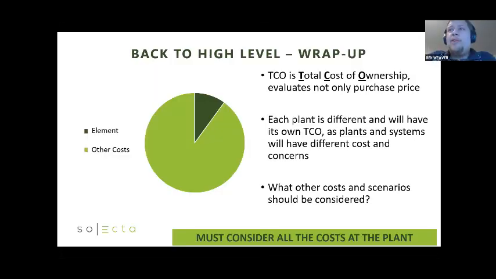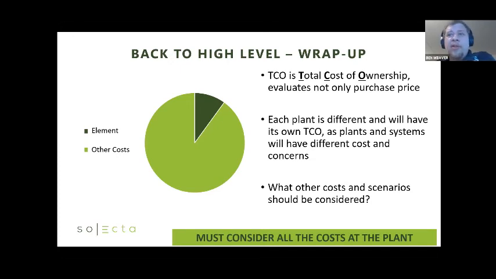So coming back up to a high level wrap up, total cost of ownership not only evaluates the purchase price, but it looks at all the other costs. And how does the pie chart on the left change based on each different plant? Each plant is going to be different. Each plant has their own priorities and unique processes. But really, it's evaluating what the business drivers, goals, and priorities are, and tailoring a solution to meet those priorities and goals, balancing that pie chart so it makes sense and meets the priorities of the clients.